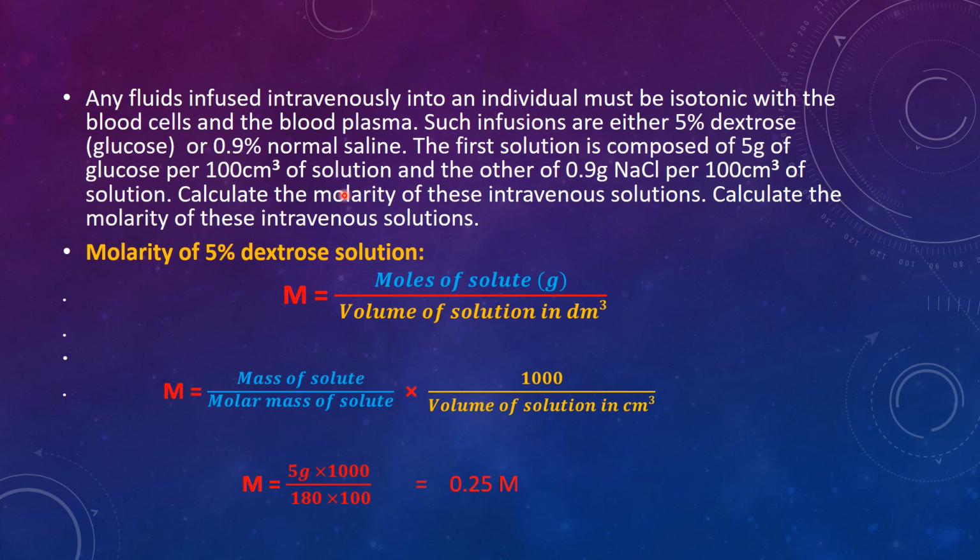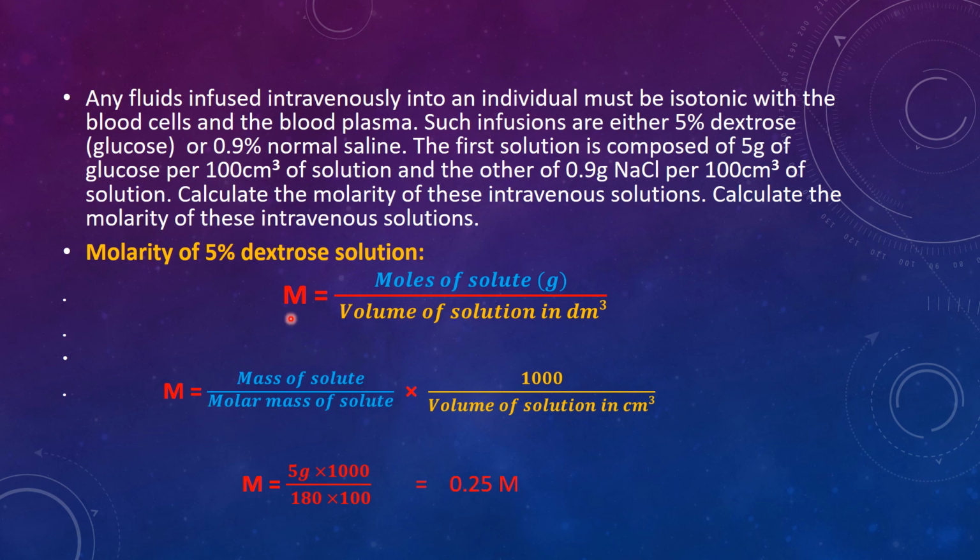So calculate the molarity of these solutions. We have to calculate the molarity of both these solutions separately. First of all, we will calculate the molarity of 5% dextrose solution. The same formula for the molarity: moles of solute divided by volume of the solution. Now moles of solute are not given. First we have to calculate the moles of solute by the formula, mass of solute divided by molar mass of the solute.